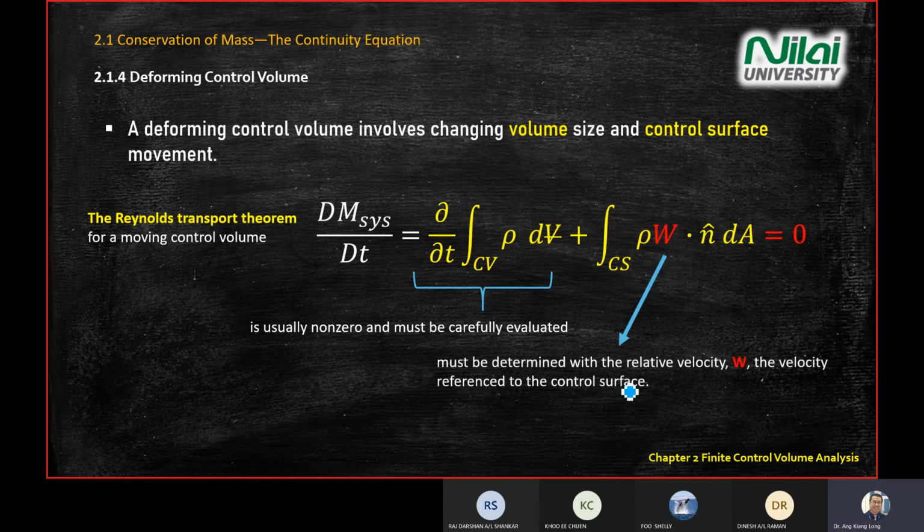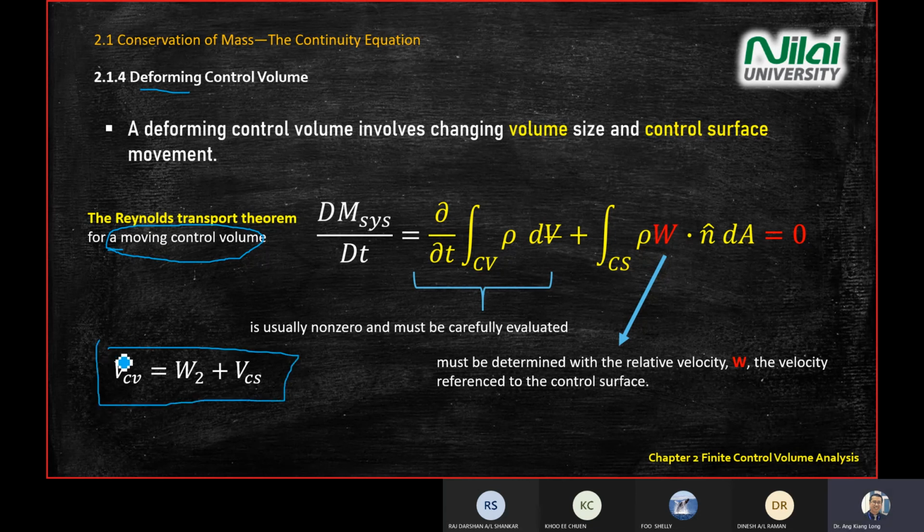So this is just some highlight of what we cover for moving control volume. Okay, this equation is for moving control volume, but today we're going to look at deforming control volume. So this is another equation that we derive from the triangular V equal to W plus CV. Okay, so you have to be sure on the triangular. So in this case, I just highlight on the screen here.